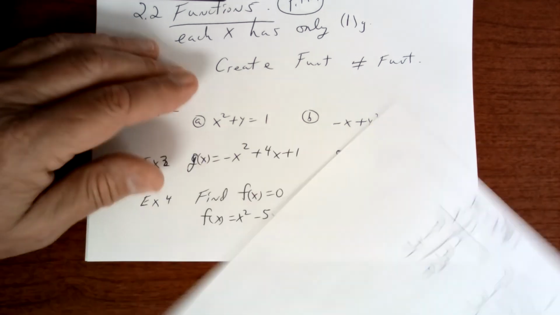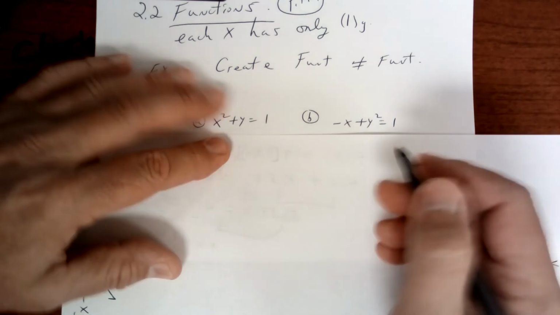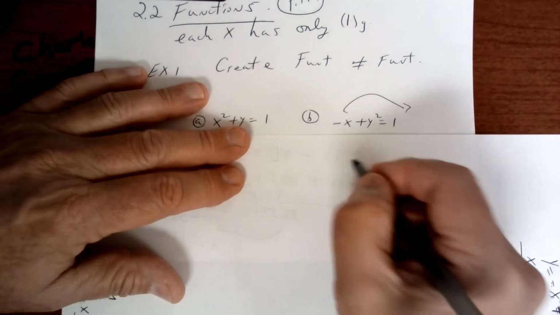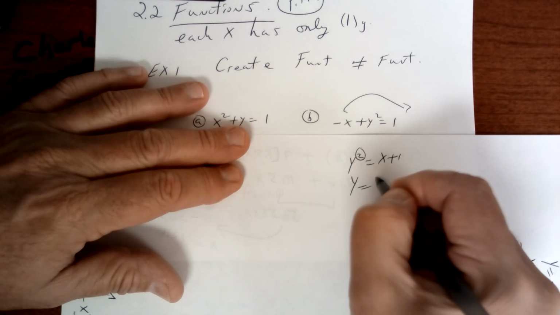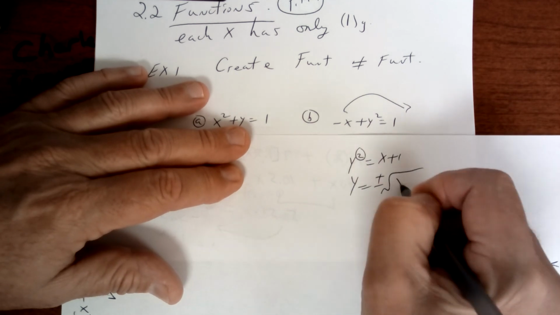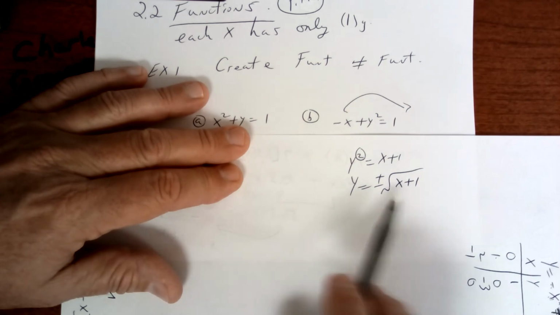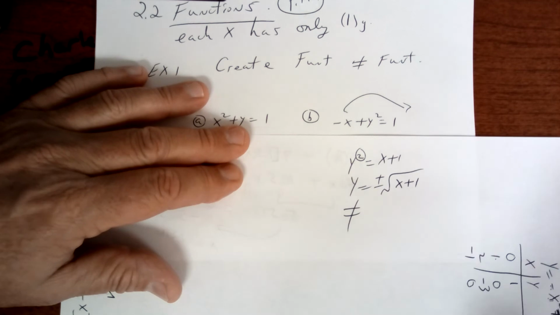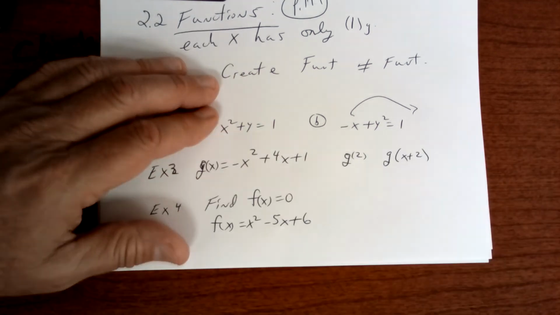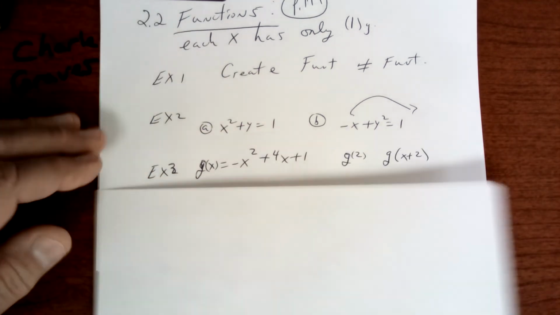Let's take a look at this one. This one right here, you're going to move the x over here, and you're going to get y squared equals x plus 1. And then you're going to take the square root. And because it becomes plus or minus 1, then that gives you two different values. So this one would not be a function. Make sure you check your answers today. Let's take a look at example 3.